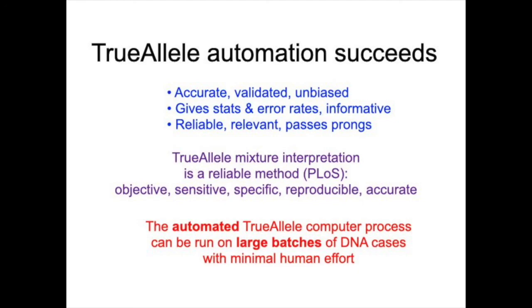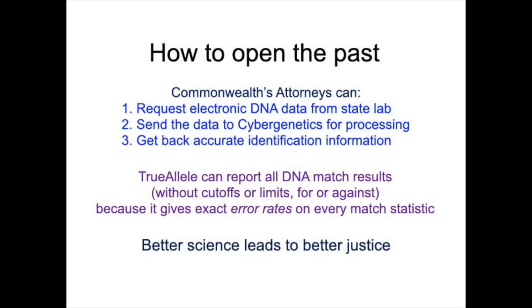It's automated and accurate, which leads me to the conclusion: how to open the past. Commonwealth's attorneys are the chief law enforcement officers in their counties. They can request electronic DNA data from the state lab. If you get it, you can send the data to Cybergenetics for TrueAllele processing. And then after processing, your county, or groups you have, or conviction integrity groups can get back accurate identification information.